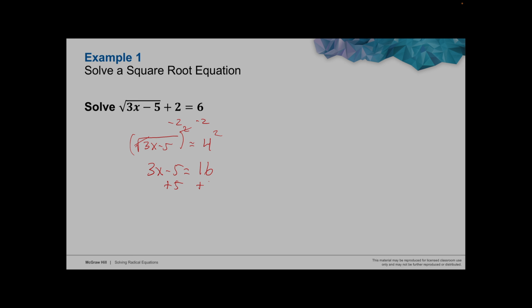We need to check our solution. 3 times 7 is 21. 21 minus 5 is 16. Square root of 16 is 4. 4 plus 2 equals 6. It checks out and it works. And just quick, plug it in. Make sure it works when you're solving them.